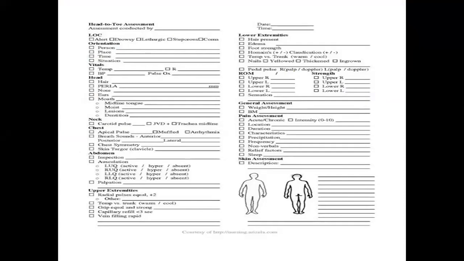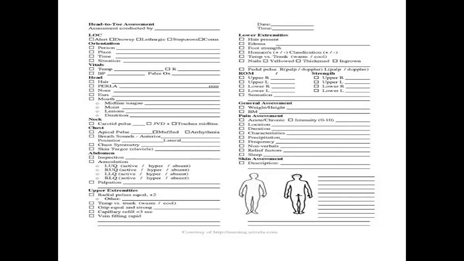LOC means level of consciousness, okay, whether the patient is alert, drowsy, lethargic, stupor. Coma means totally the patient is not responsive. Then orientation, whether the patient is able to recognize person, place, time, situation. Then vital signs. Okay, then come all the different body systems.